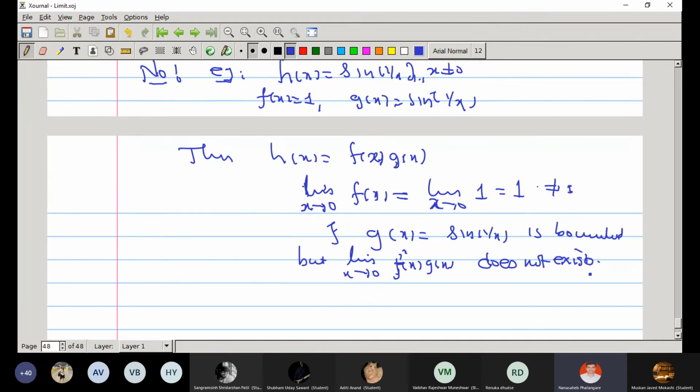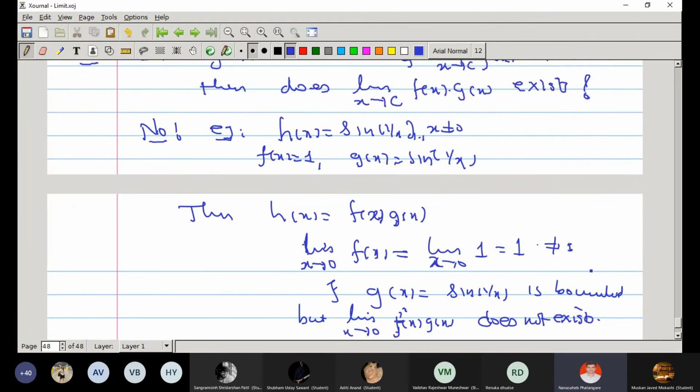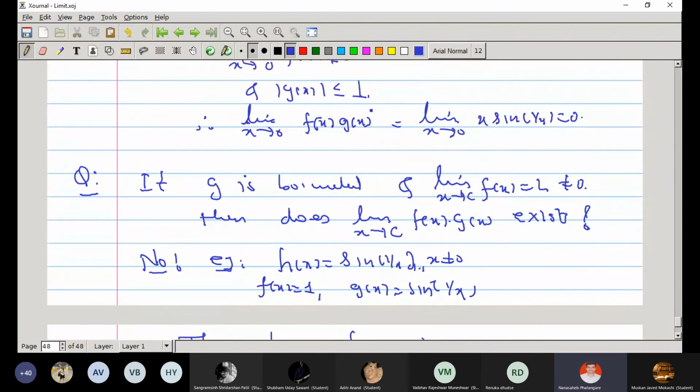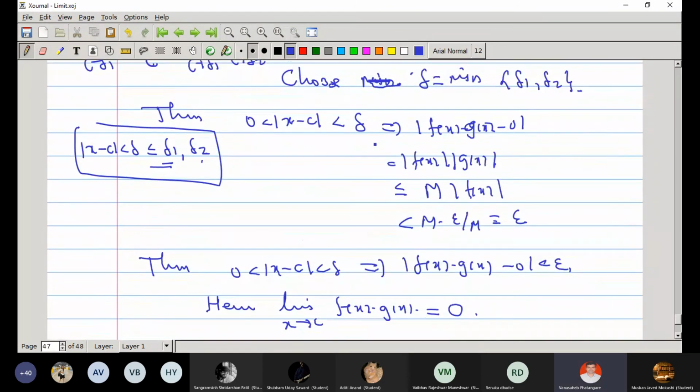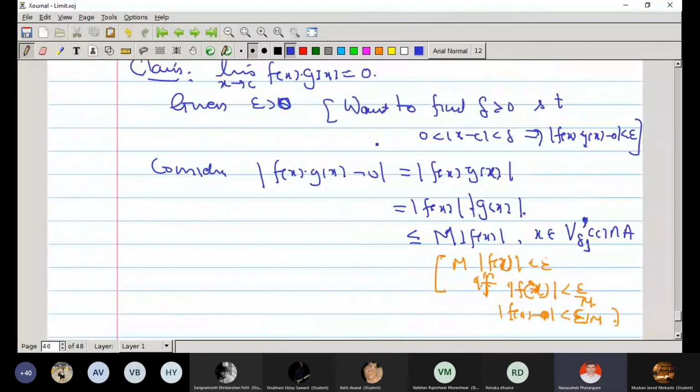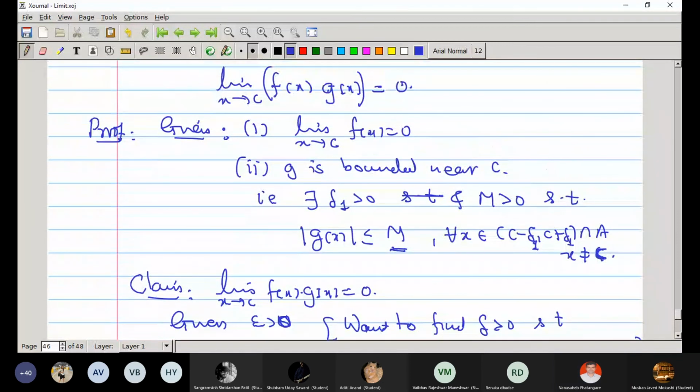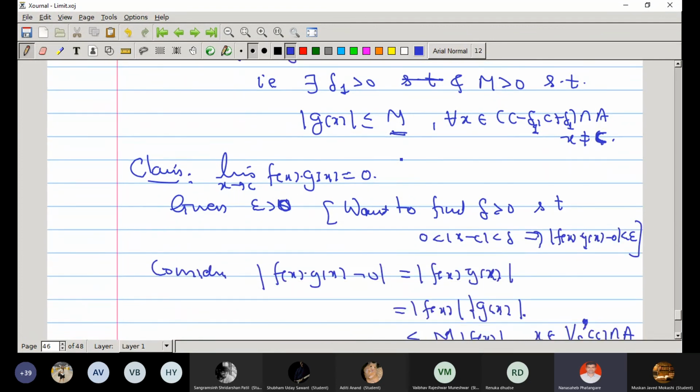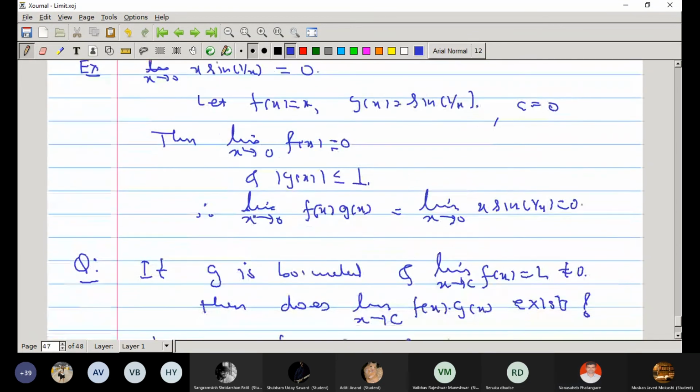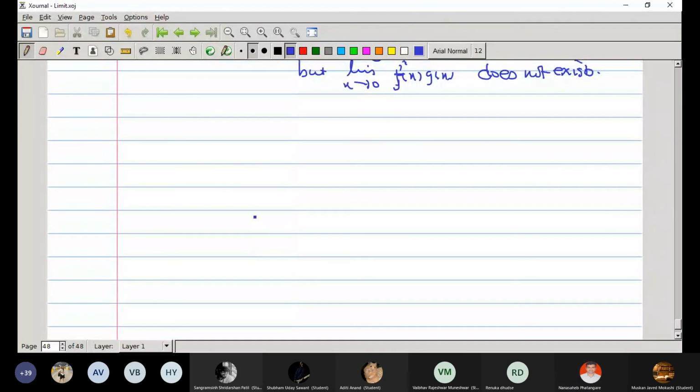right? Therefore, what is the speciality or the key point in this theorem? The limit of f(x) is equal to 0. That means if g is bounded and the limit of f(x) is 0, then the limit of the product is 0, otherwise not. Fine.